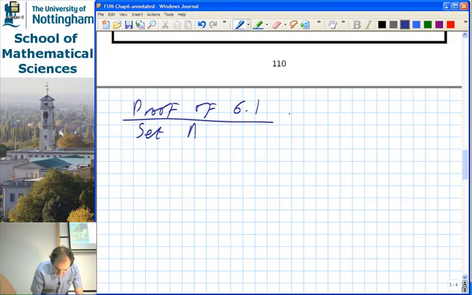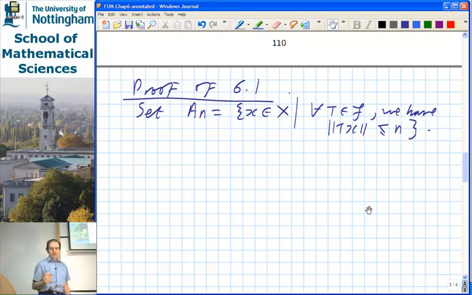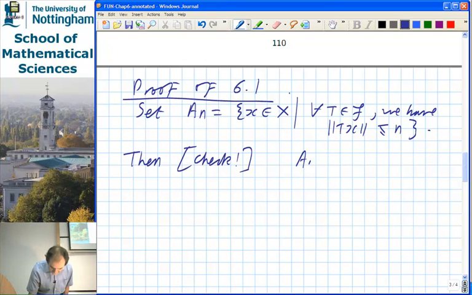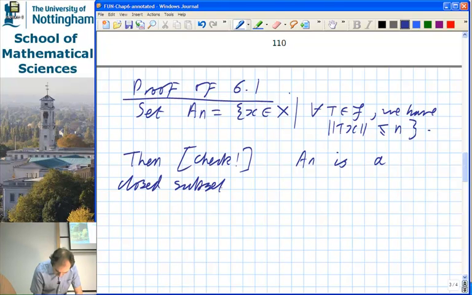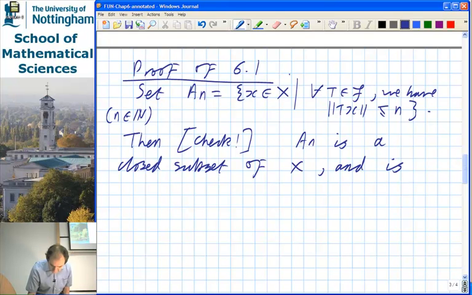We'll set A_n to be those x in X with the following property: that for all T in your family, we have the norm of Tx is less than or equal to n. So notice that's a subset of X. Then you can check the following easily. We'll take this as obvious, but you can check it. A_n is a closed subset of X, and of course n is a natural number here. A_n is a closed subset of X and is convex.